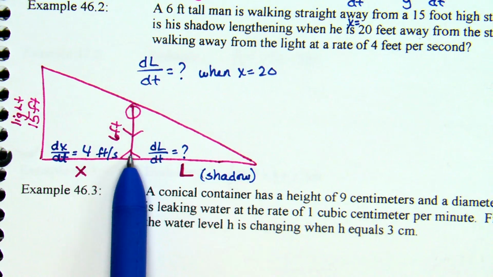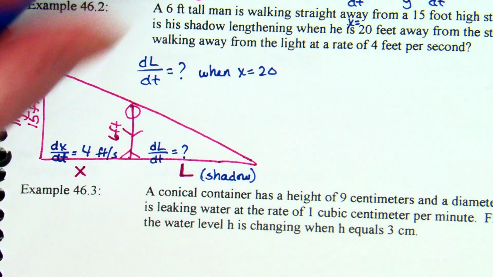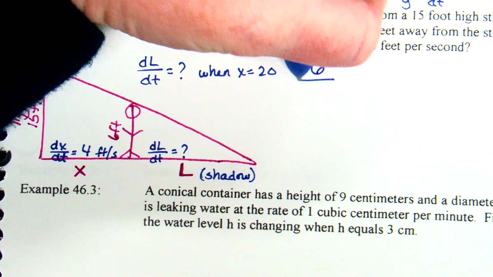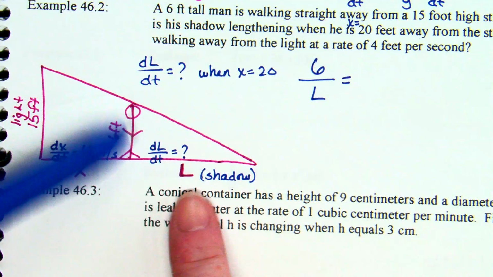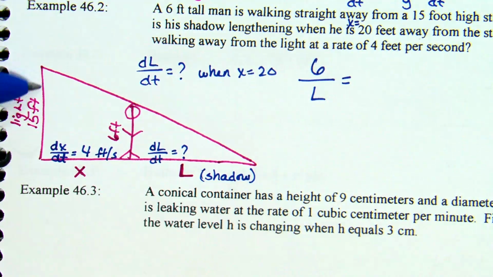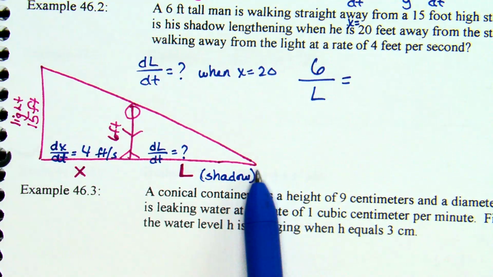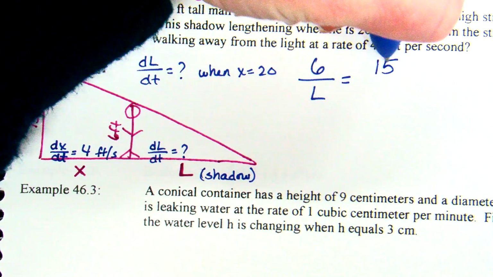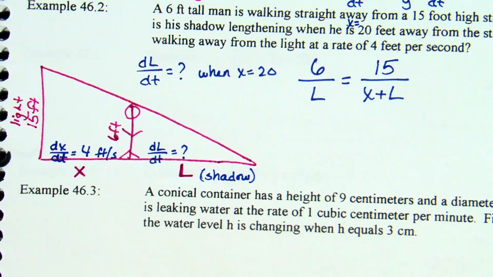So his height of 6 is proportional to what? The length of his shadow, L. So 6 over L is equal to, his height to his shadow is proportional to the height of the light, 15, over its distance across the bottom, which is x plus L. So 15 over x plus L.